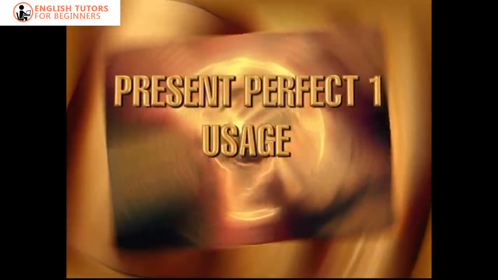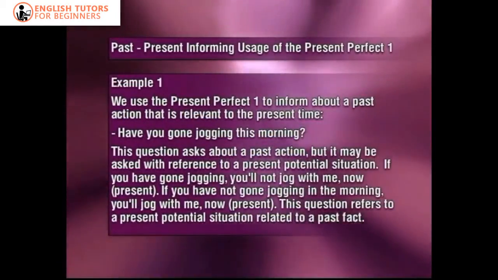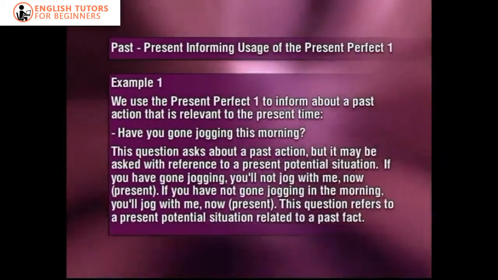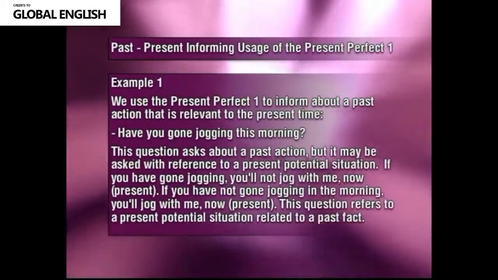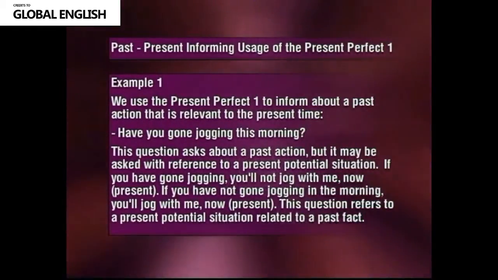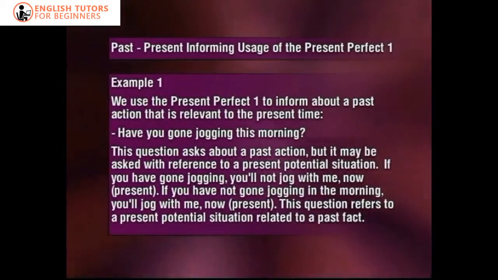Let's start with a look at the past, present informing usage of the present perfect 1. Here are 3 examples of past, present informing usage of present perfect 1. Example 1. We use the present perfect 1 to inform about a past action that is relevant to the present time. Have you gone jogging this morning?